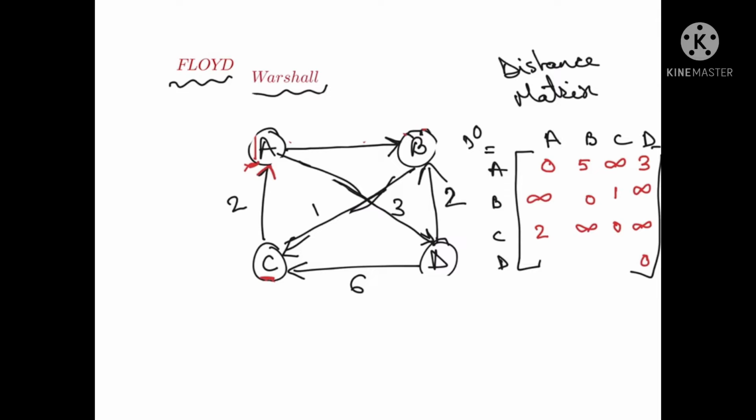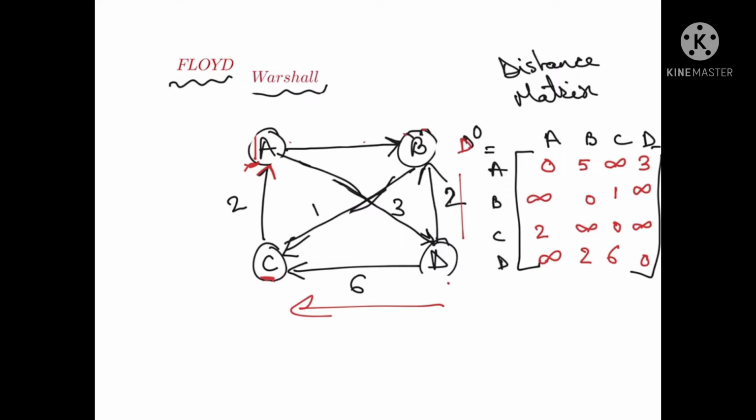Now we'll do the same thing with D. From D to A, is there a direct path? No, so we will write infinity. D to B, yes, you can go directly. The distance is 2. D to C, yes, you can go directly. That is 6. So this is your D0 distance.